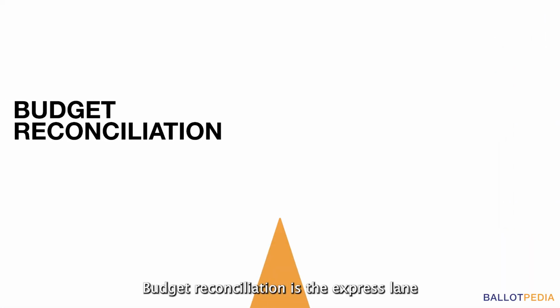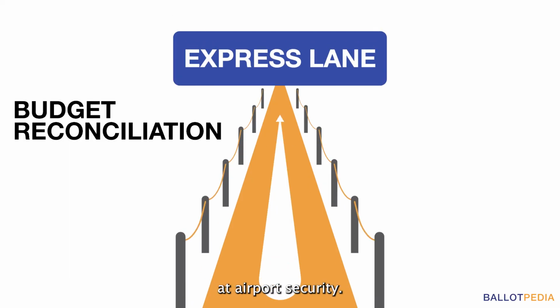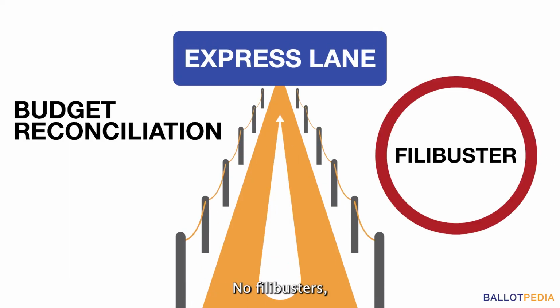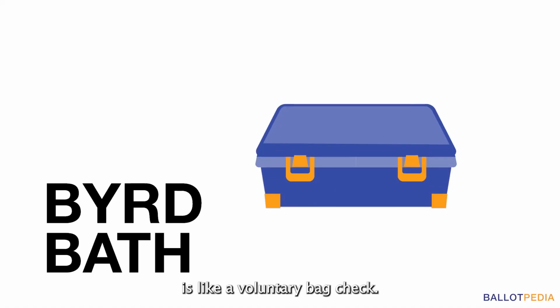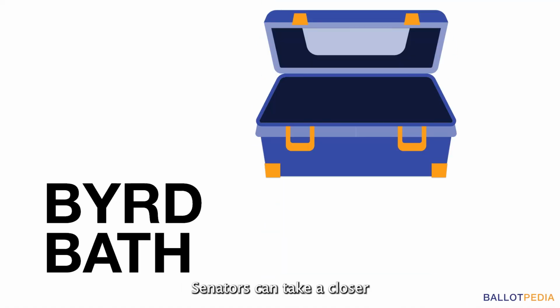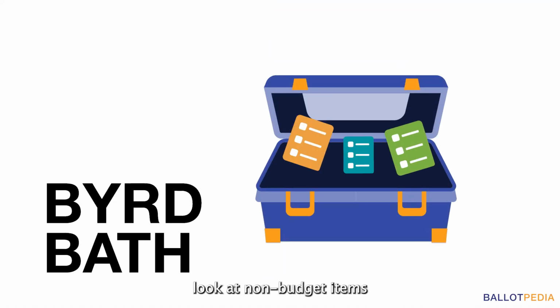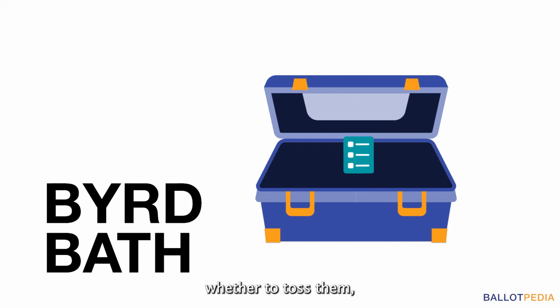Here's a fun way to remember all of this. Budget reconciliation is the express lane at airport security. No filibusters, just a quick trip through. The Byrd Rule is the alarm that goes off if a provision isn't permitted. And the Byrd Bath is like a voluntary bag check. Senators can take a closer look at non-budget items before deciding whether to toss them or try their luck with the bag scanner.